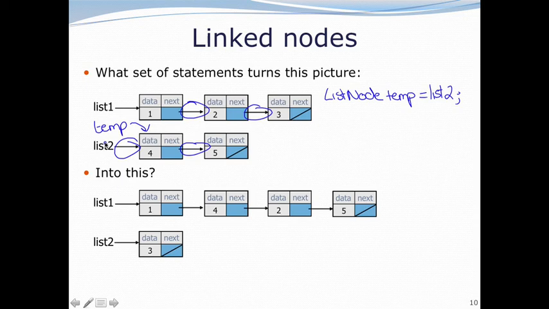So I'd like list2 to reference the 3 here, and I still have temp holding on to the 4 and the 5. So that piece of code will look like list2 equals, and now I have to figure out what code is going to lead us to this node that has a 3 in it, and that's list1.next. Okay, so I want list1.next.